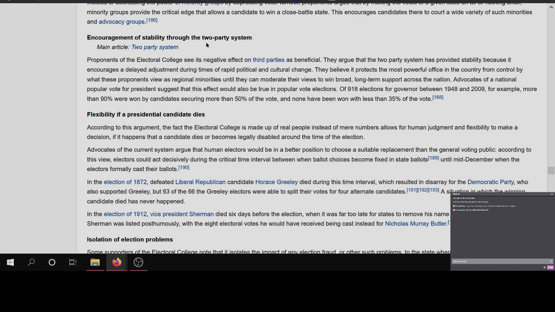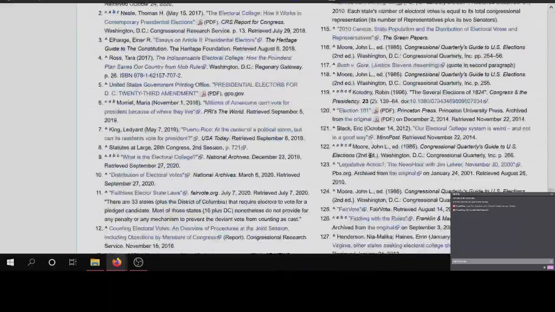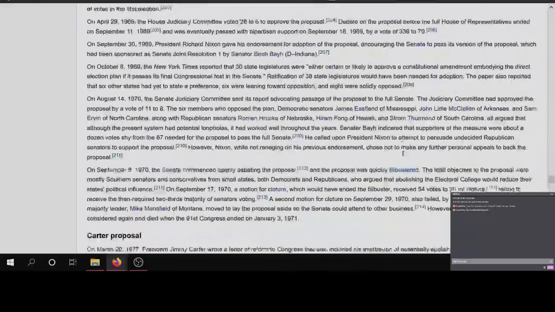Encouragement of stability through the two-party system. Proponents of the Electoral College see its negative effect on third parties as beneficial. Let me scroll down here because I take it that's the references. Okay, yeah, we're actually getting close now.